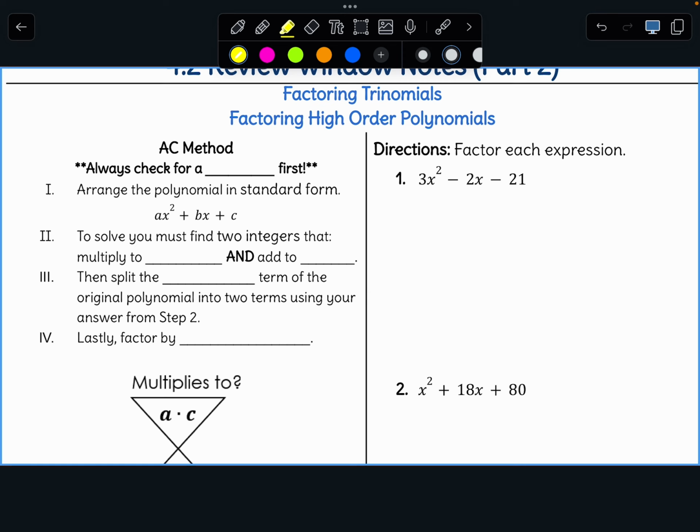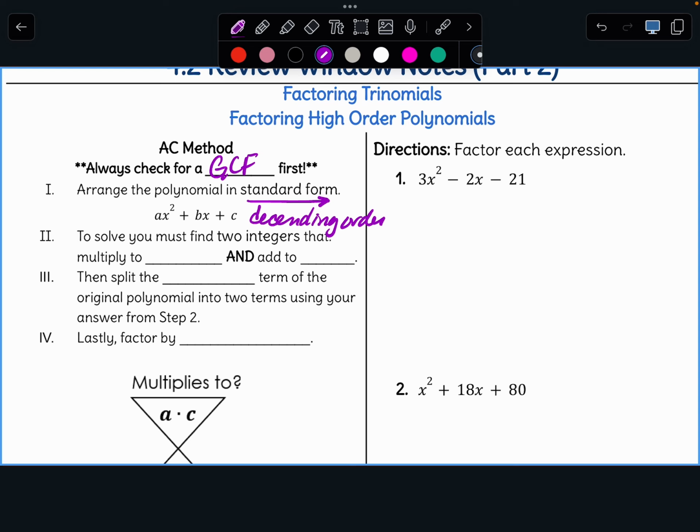What's the first thing we always look for? Greatest common factor. Each time. I'll give you the steps for level 4 in a second for those of you that want to try it, but here at least always check for the GCF. Make sure that it's in standard form. That's descending order. That makes it easier to visualize. It puts the parts in the right places.